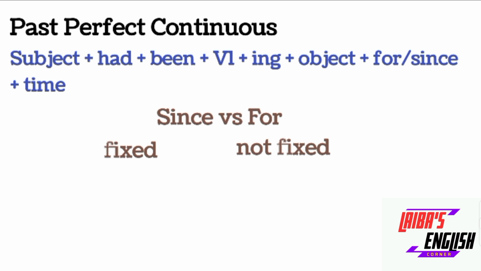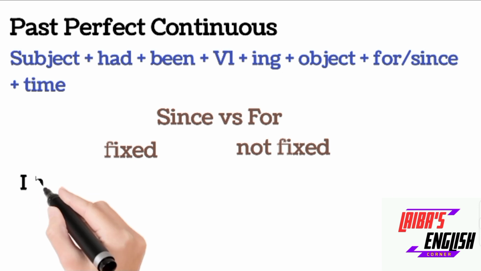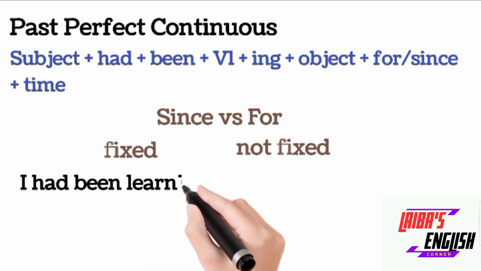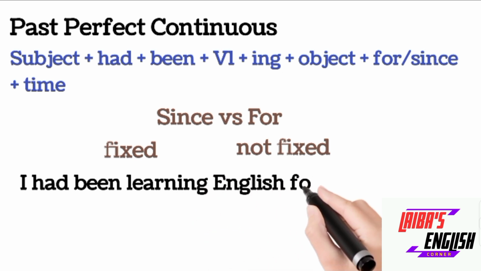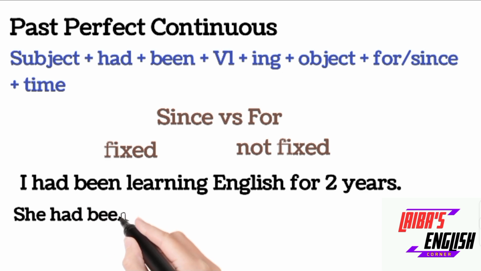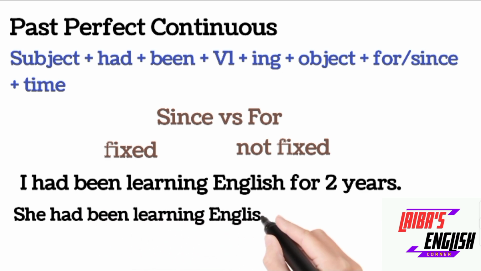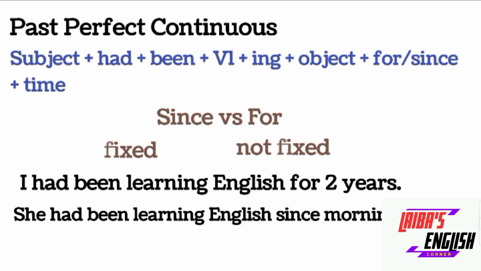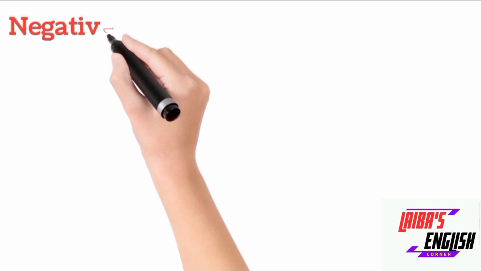For example, I say 2004. So it is a fixed time. Yes, that 2004 comes after 2003 and before 2005. And if I say 2 weeks, I don't know which 2 weeks I am talking about. So the example is, I had been learning English for 2 years. Second example is, she had been learning English since morning. So since morning, we know that morning comes after night, so we are aware of the time. And the 2 years in the above sentence, we are not aware which 2 years we are talking about.